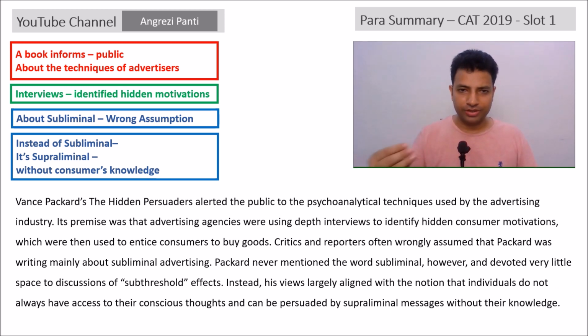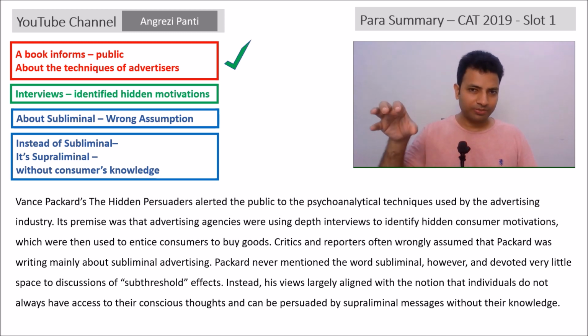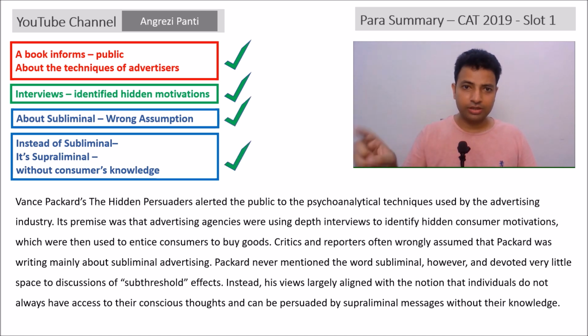So what are the main points? Let me sum up the main points. We've got a book which informs the public about the techniques used by advertisers. Techniques are in-depth interviewing or supraliminal, not subliminal. But the critics thought that the author will be writing about subliminal thing, but in reality, he is writing about supraliminal. Okay, so it's not subliminal, it is supraliminal and without the customer's knowledge. All right, so these are our main points.